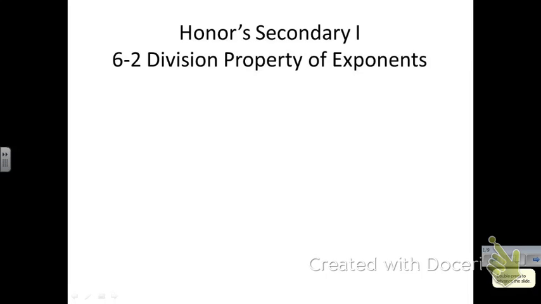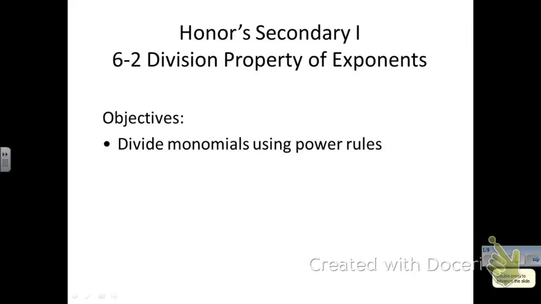Alright guys, today you're going to learn about the division properties of exponents. There are multiple power rules that you're going to learn. You're going to learn 4 of them. Now if you remember, we did learn 3 of them last time. One of them looked like this.